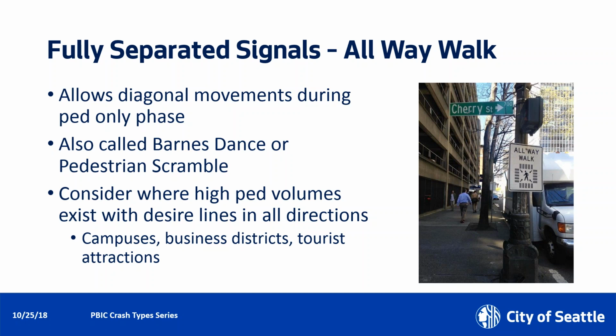And another type of treatment would be the all-way walk, also commonly referred to as the Barnes dance or pedestrian scramble. This allows diagonal movements during pedestrian-only phasing, and so typically you would have all of your vehicles do their movements, north, south, east, west, and then you would have a pedestrian-only phase. We use these in areas with high pedestrian volumes where there are existing desire lines in all directions. So you have a business corridor or an area with campuses or other types of tourist attractions, there's going to be a lot of benefit to providing something like this.